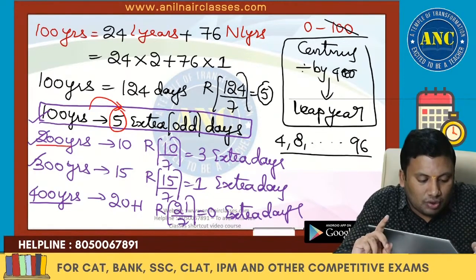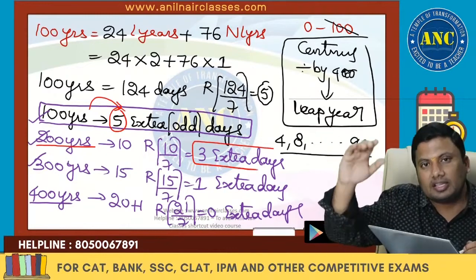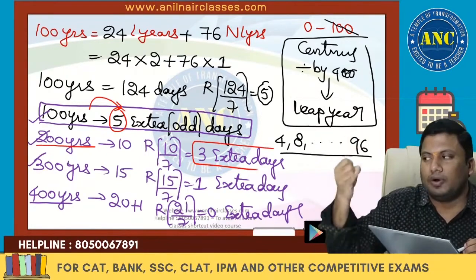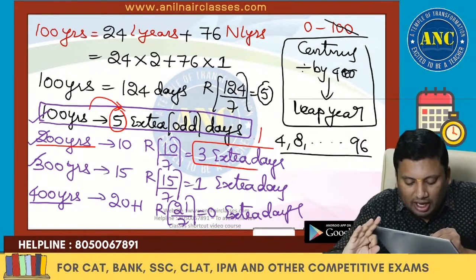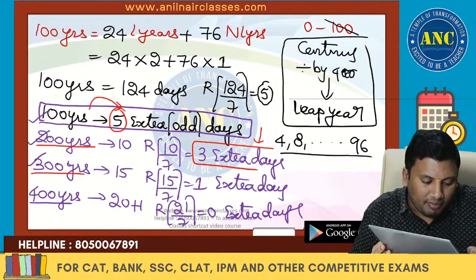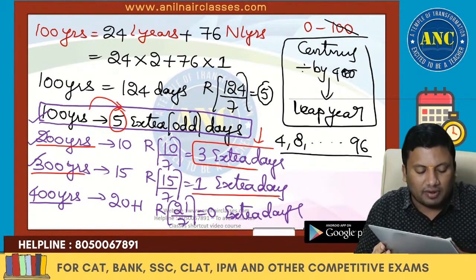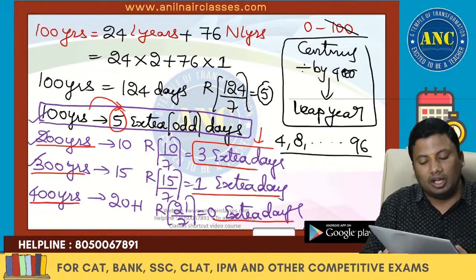When I say 200 years, it is 3 extra days. 200 years, till December 28th it is over, then 29, 30, 31. That means the last day of the 200th year is nothing but 3. 300 years, it is 1 extra day. 400 years, it is nothing but 0 extra days.